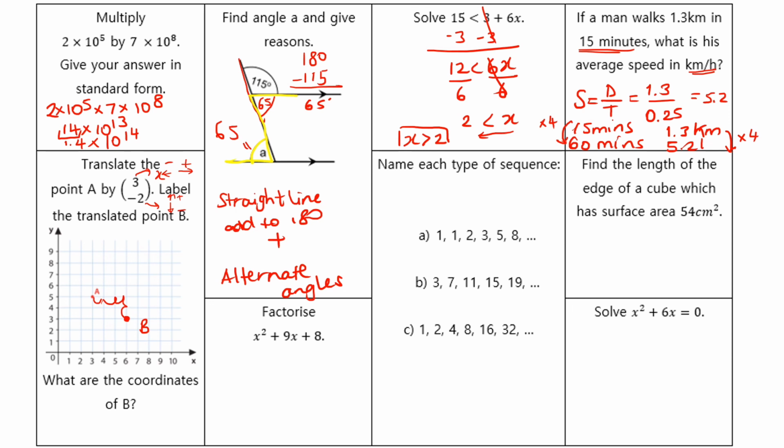Factorize x squared plus 9x plus 8. I want to times 2 numbers to give me 8 and add to give me 9. Well, that would have to be 8 and 1 then.